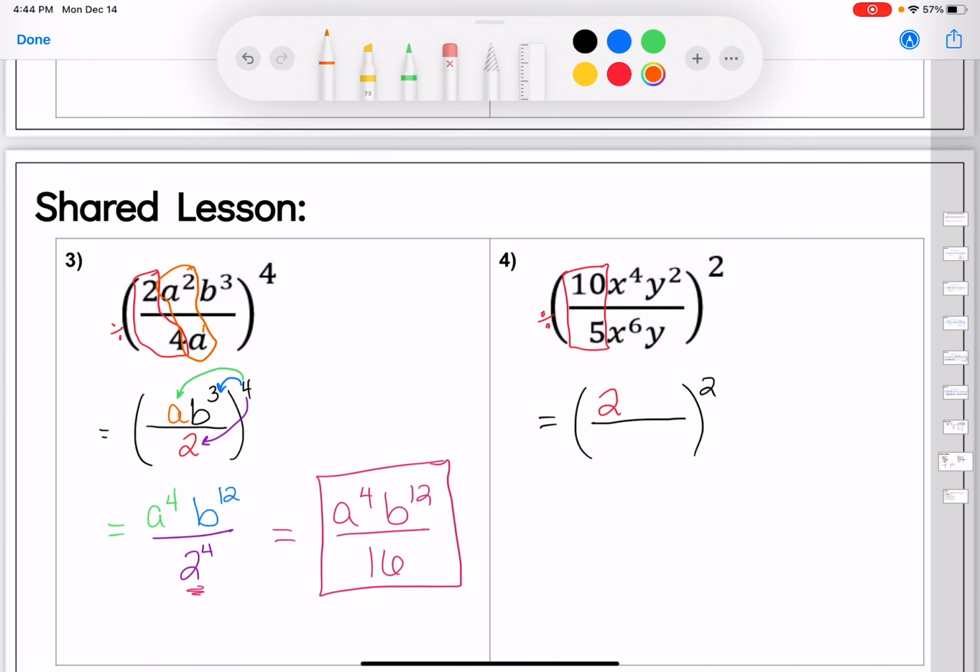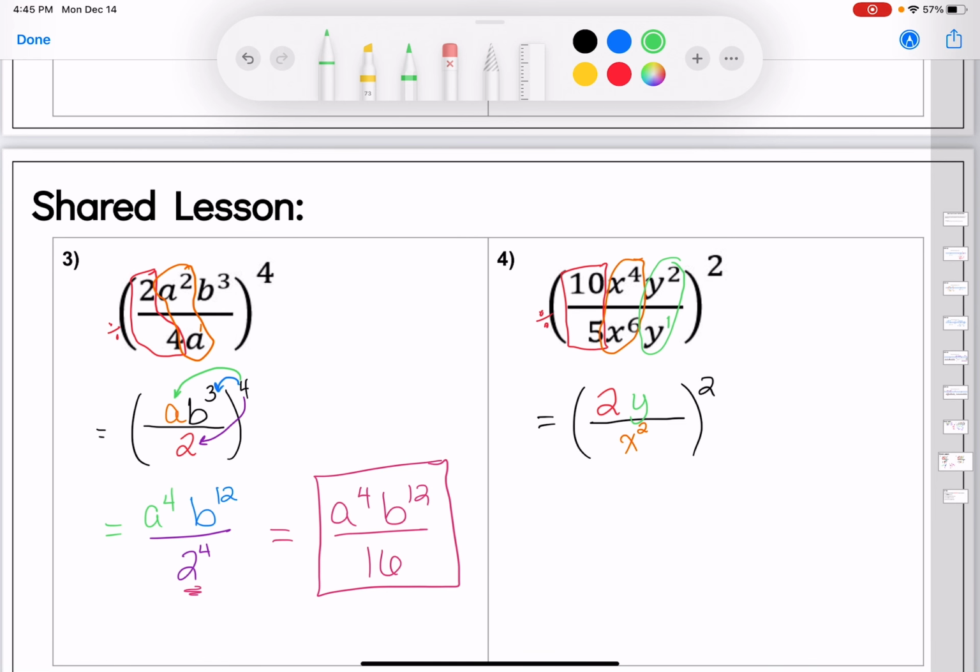All right, I see that I have x's on the top and the bottom. 4 x's on the top, 6 x's on the bottom. 6 minus 4 means I'll have 2 left. The bigger exponent was on the bottom, so I'll have x to the second down at the bottom. I also see that I have some y's on the top and the bottom. 2 y's on the top, 1 y on the bottom. 2 minus 1 gives me 1 y left, and it will be on the top. So I have 2y over x squared reduced down inside those parentheses, still to the second power.